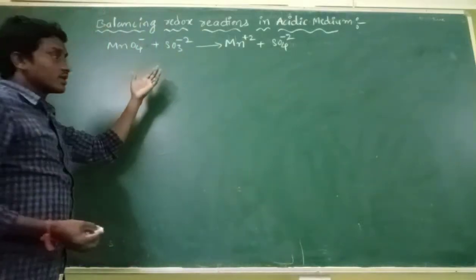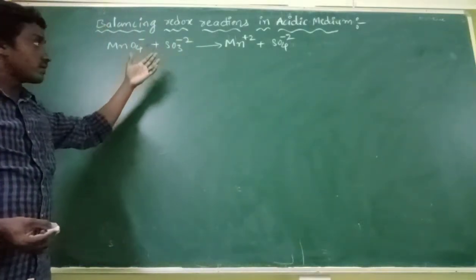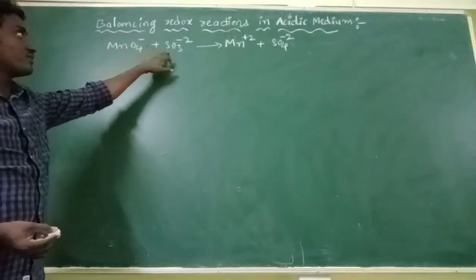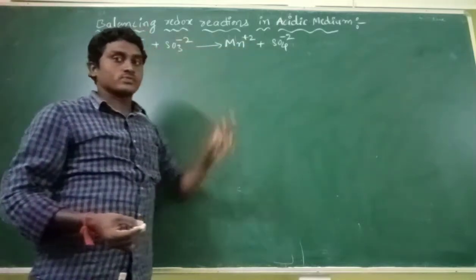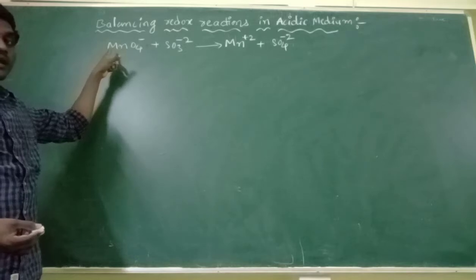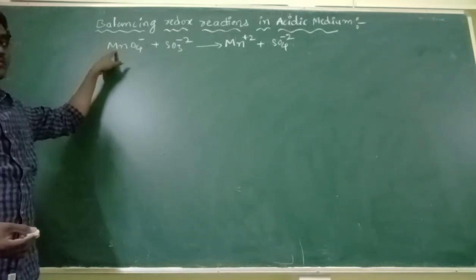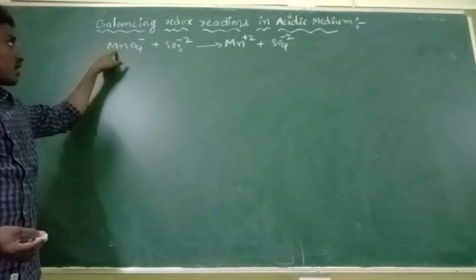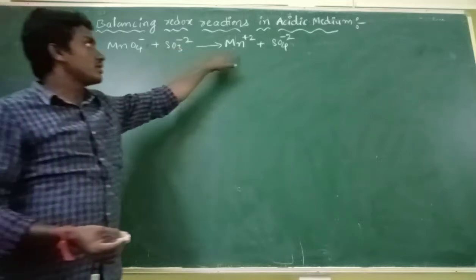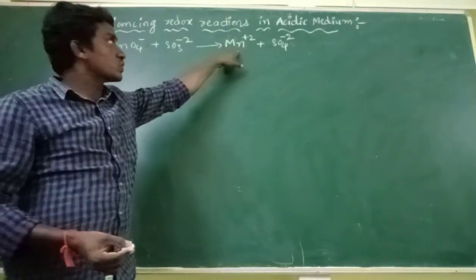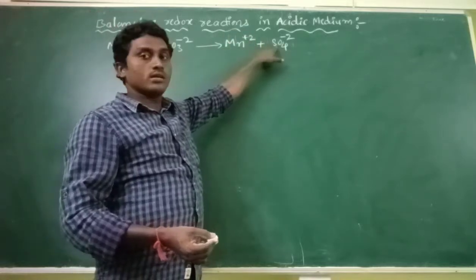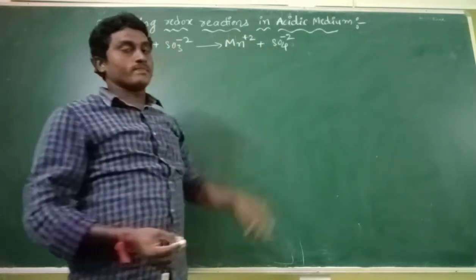Okay. First, what are the steps? One by one I will explain. So first we have to identify the oxidation number of the central atoms in the given equation. For each and every ion, we have to identify the oxidation number of the central atoms. Here the central atom is manganese, here the central atom is sulfur. Here only one ion is there, so its charge equals the oxidation number. Here the central atom is sulfur.